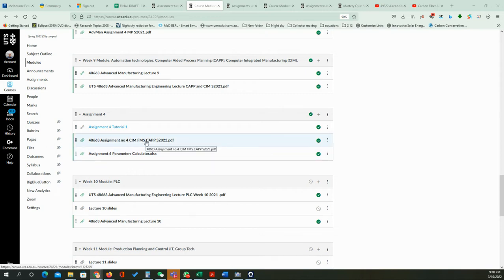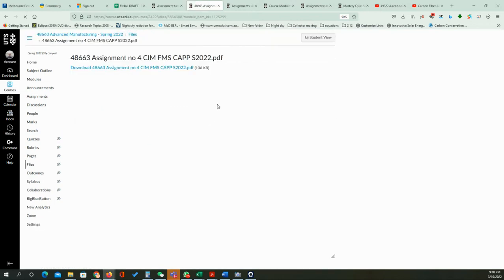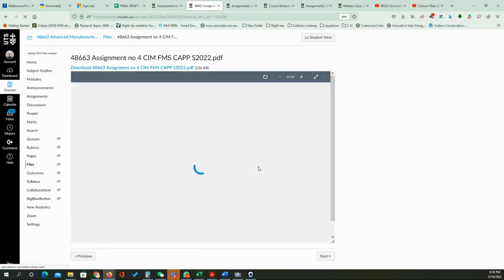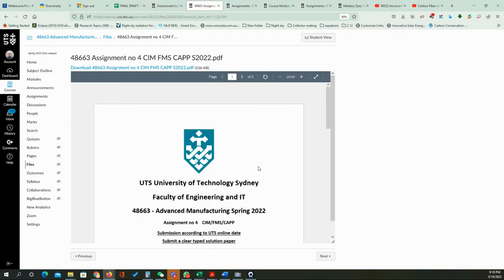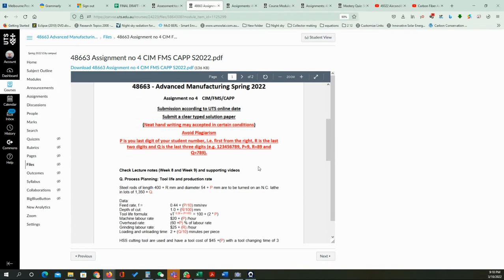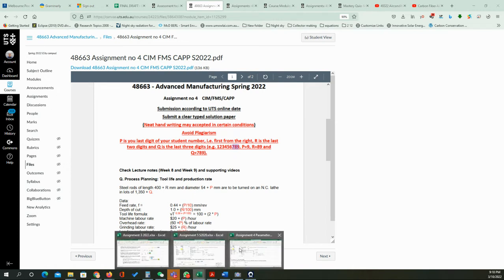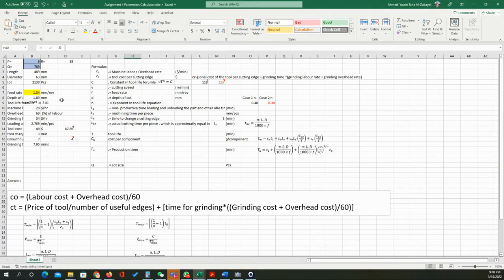Now we'll start to have a look at this slide and this PDF file here, the same one I showed you in the previous tutorial. We only have one question. Once again, P is the first number, R is the last two numbers, and Q is the last three numbers. You don't have to do too much. You just go to the parameter calculator and key in the numbers here. I use 989 and 789 because that's what we have in the example I gave you.